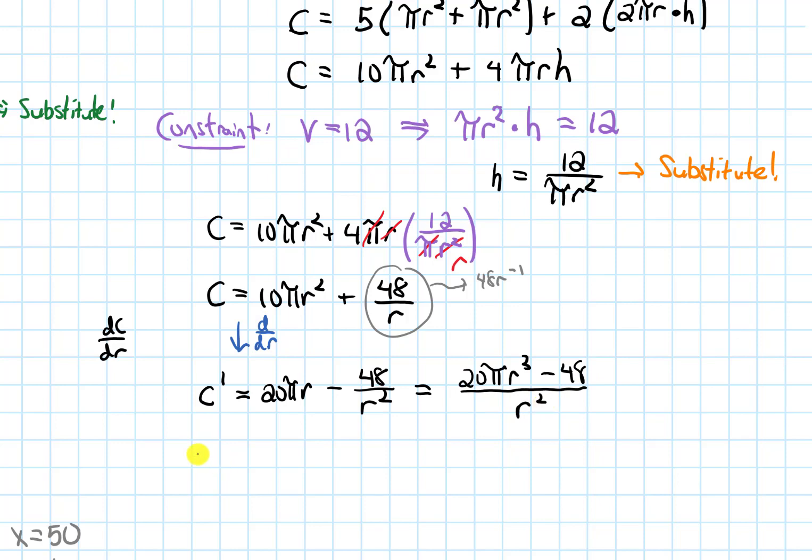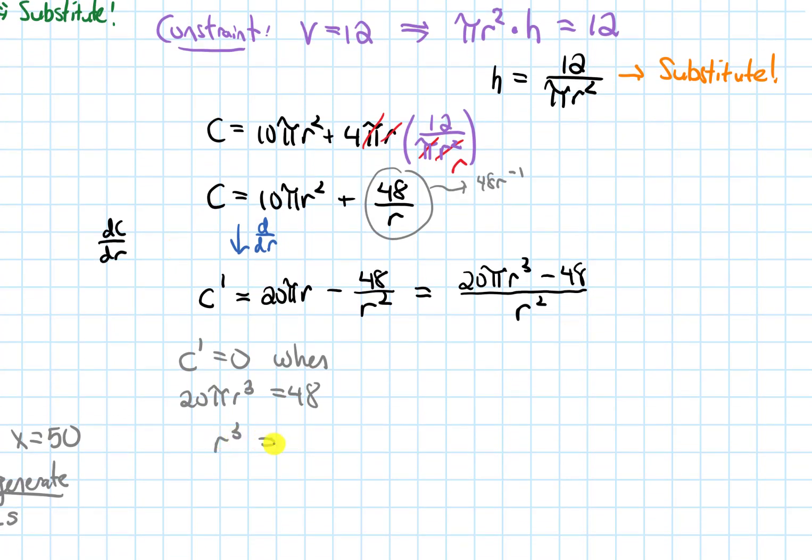Okay, so when is this derivative equal to 0? I need the numerator to be 0 to make this whole fraction 0. So that happens when 20 pi r cubed equals 48. If we rearrange this, we get r cubed equals 48 divided by 20 pi. And I could cancel a 4 from the top and the bottom to leave myself with 12 over 5 pi. And if I cube root both sides, we get r equals the cube root of 12 over 5 pi. All right, so that's when the derivative equals 0.